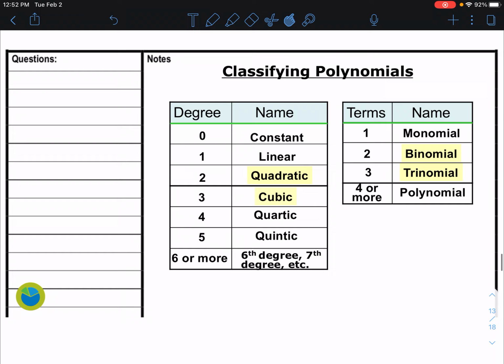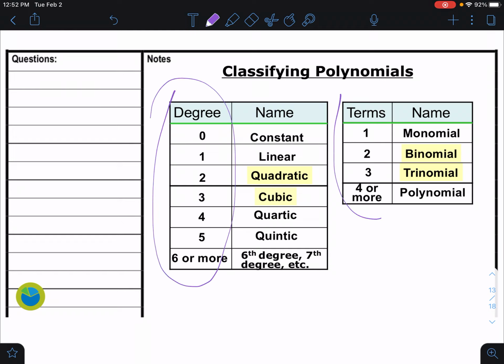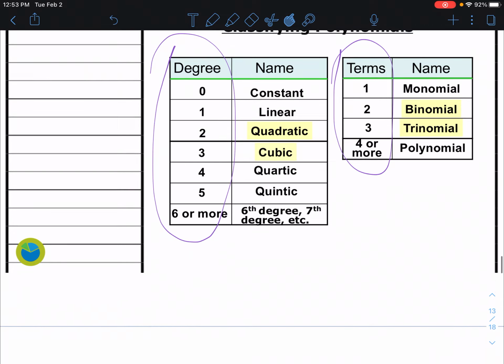Okay, so today we're going to talk about how do we classify polynomials. This is how we name them. And you need to do this with 2 parts. It'll be what's the degree of the polynomial, which we learned last time how to do that, and how many terms does it have, okay? And we'll talk about that here in a second. So those would be the 2 things that we'll use, and then we'll use this chart to name it.